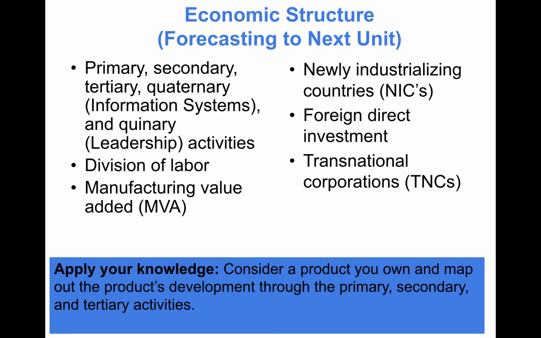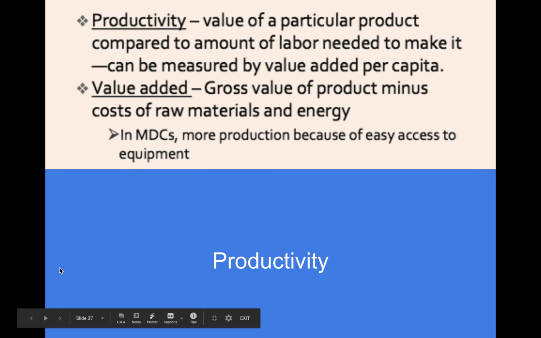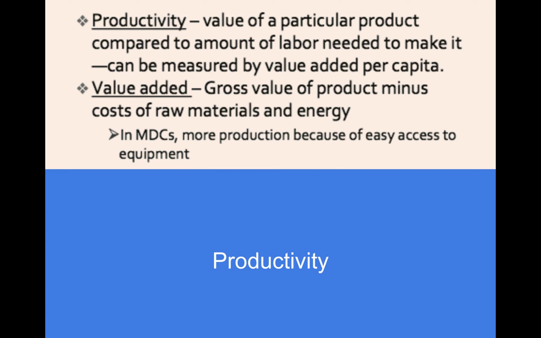loans. And then we have division of labor, which is created with the new labor force, the outsourcing, and the new divisions of labor that are seen within the quaternary and quinary sector. And then we also have manufacturing value added, MVA, which is high-skilled secondary sector jobs. Productivity is defined by the value of a product compared to the labor needed. Value added is taking the gross value of a product minus the cost of raw materials and energy.